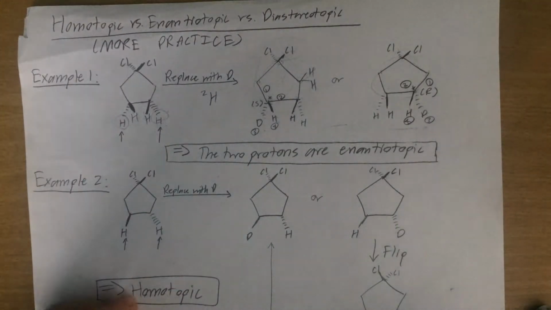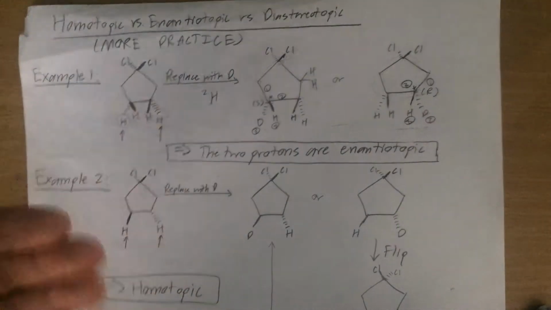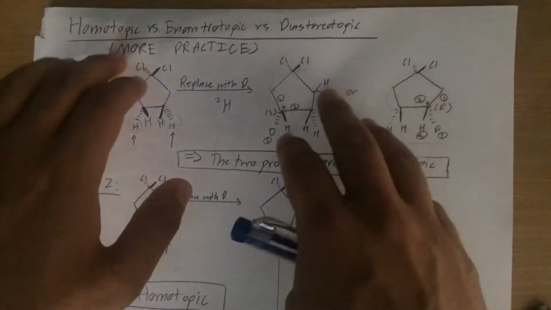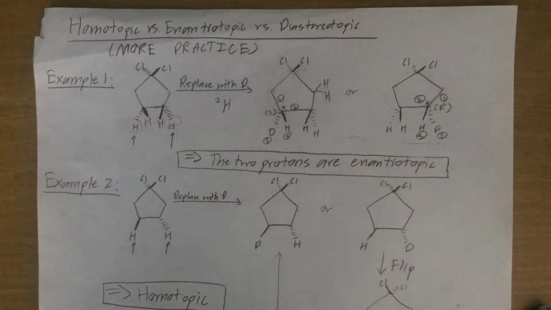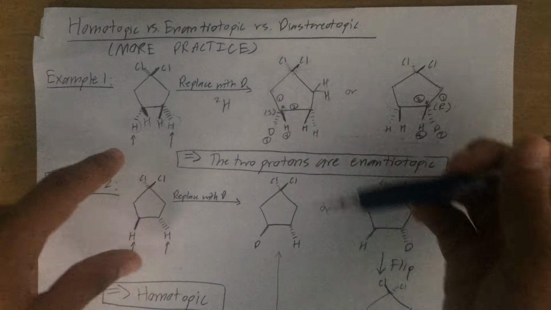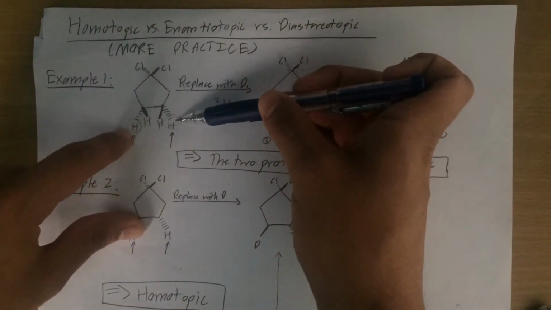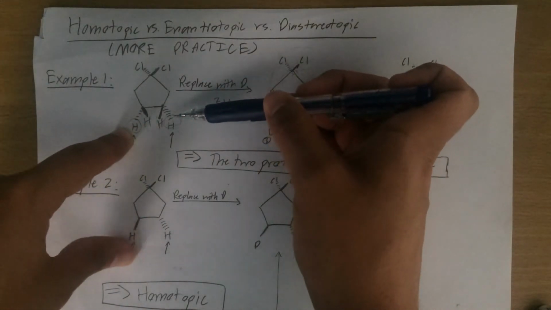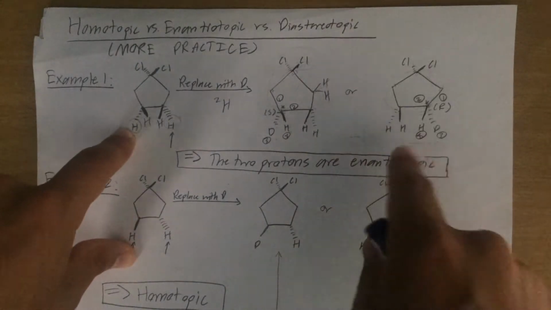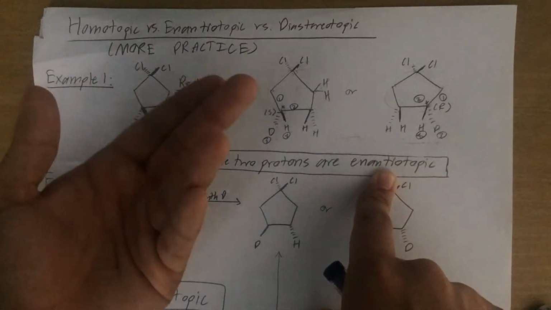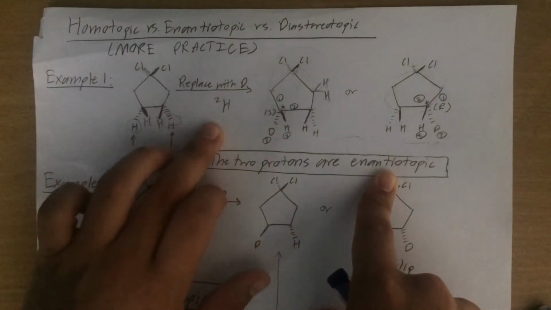Okay everybody, so in this video I'm going to be giving you guys a few more examples in determining whether something's homotopic, enantiotopic, or diastereotopic. So in this first example here, we want to know if these two hydrogen atoms are homotopic, enantiotopic, or diastereotopic, and it turns out that they're actually enantiotopic, but we're going to be justifying this using the substitution test, okay?